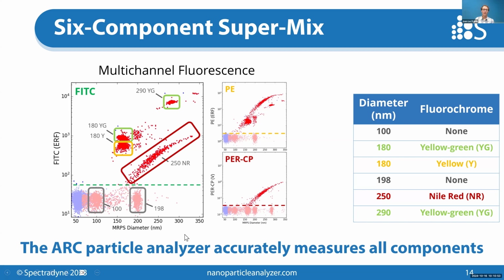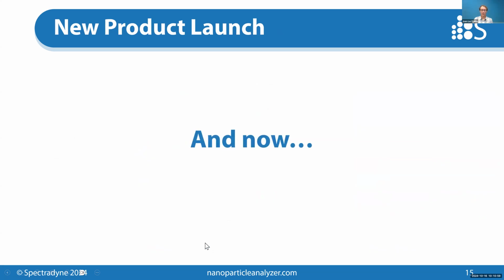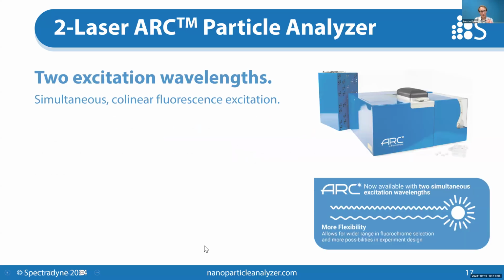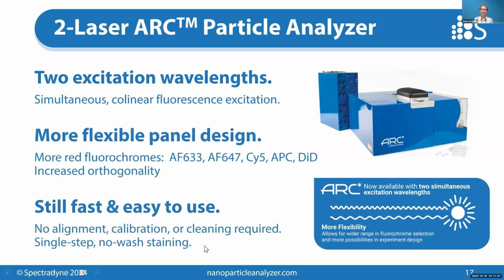Okay, so hopefully that explains how our technology works generally. And now I would like to generate some suspense. Here comes what you've all been waiting for, which is now a 2-laser ARC particle analyzer. Okay, so now what we're doing is exciting with 2 different wavelengths simultaneously, collinear. And ultimately what that allows for you, the scientists, is more flexible panel design.